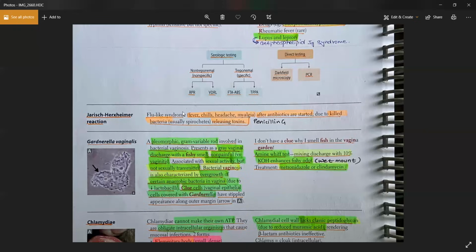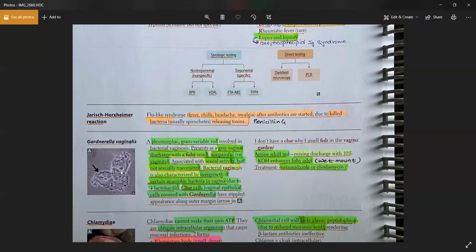So Step 1 will ask you a case of a syphilis patient. He was receiving the treatment and now he's presenting to your emergency department with fever, headache, muscle pain and chills. They will ask you what is the cause of these symptoms, and it is due to the toxins released by the dead cells, due to the cellular destruction by the penicillin. So it is not a hypersensitivity reaction, it's just due to the destruction of the bacteria.